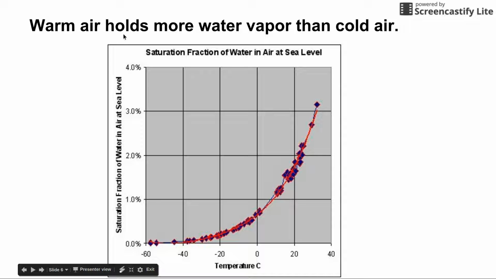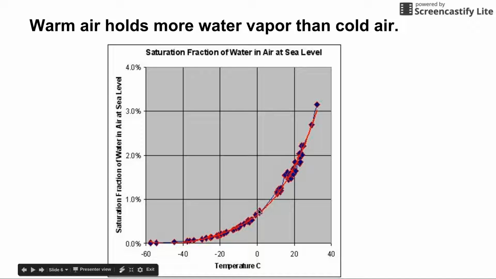Warm air can hold more water than cold air. So, for instance, if I have air that is at 20 degrees Celsius, which is about 70 degrees Fahrenheit, that air can hold almost 2% water. But if you take the same air and you cool it down to freezing, air can only hold less than 1% water. This is a big difference.